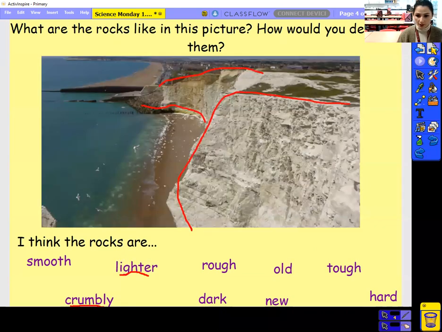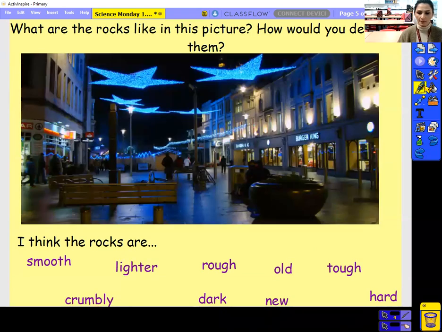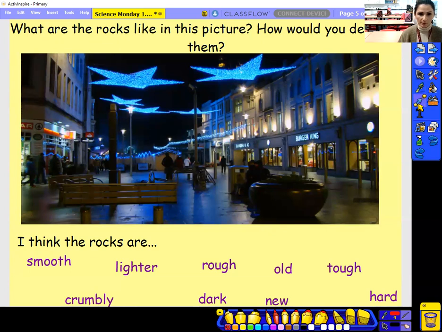So the next picture, this one, is a bit of a trick one actually. Can you spot where the rocks are? Have a look at this picture. Can you spot where the rocks are? And could you describe them for me?